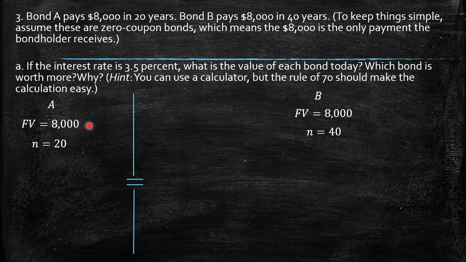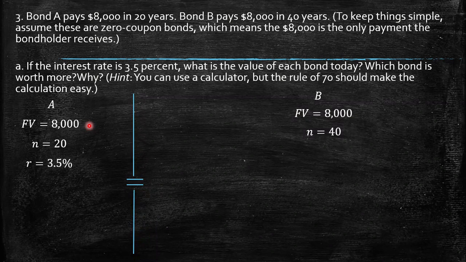It says, to keep things simple, assume these are zero coupon bonds. Remember, a coupon is something that is paid by the bonds in certain periods of time. But in order to keep these things easy, we are saying that it is zero coupon, which means that 8,000 is the only payment the bondholder receives. A. If the interest rate is 3.5%, what is the value of each bond today?